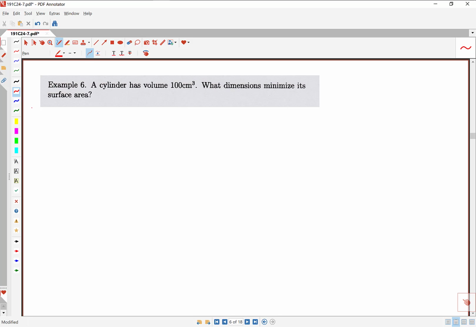So last problem for this video, we're told that a cylinder has volume 100 cubic centimeters. What dimensions minimize its surface area? Okay, well, before going into this problem, we should make sure that we know the formula for the volume of the cylinder and also the surface area of the cylinder. So let's think about both of those. I'm just going to draw a picture of a cylinder here to help us with this reasoning.